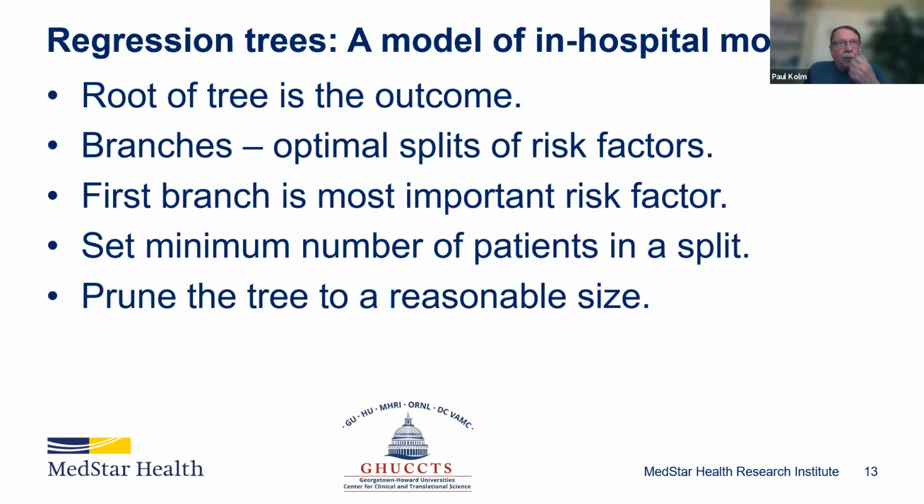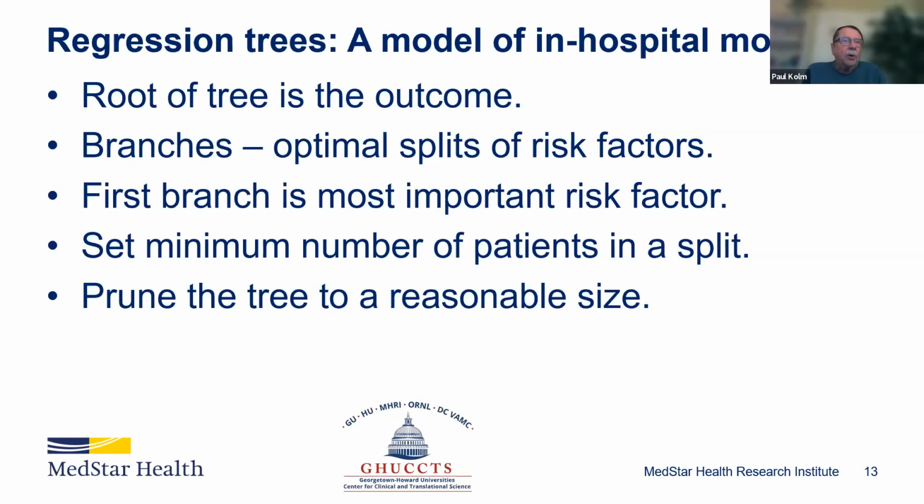And so when we grow our tree, we can set a minimum number of patients to be in a node or in a split. I think most software uses 5. That might be too few for my thinking, but maybe 10 would be better. But anyway, you can set that to however few patients you want in a node.